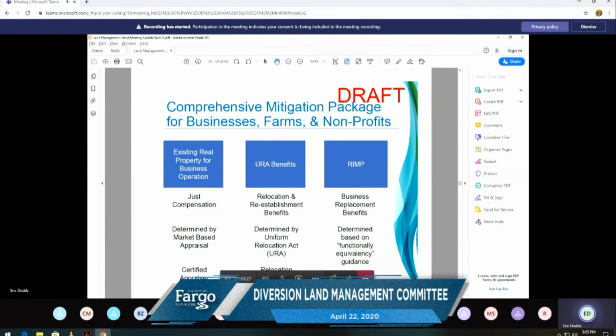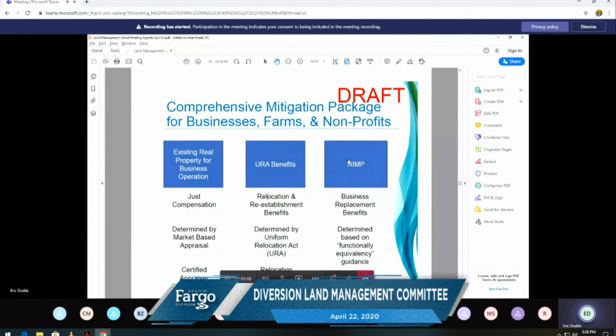In addition to that, all of the personal property and some usual business reestablishment costs are covered under standard provisions of the Uniform Relocation Act. This would include moving all of the personal property from one site to another, which you can imagine, in a farmstead, there's going to be quite a bit of personal property.